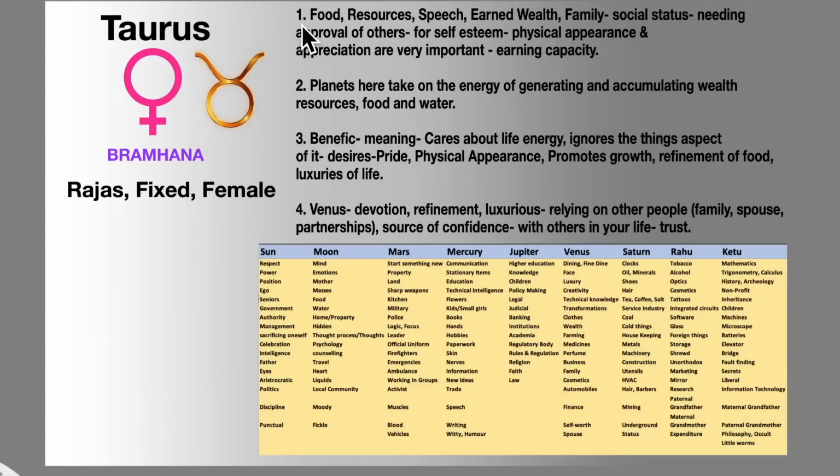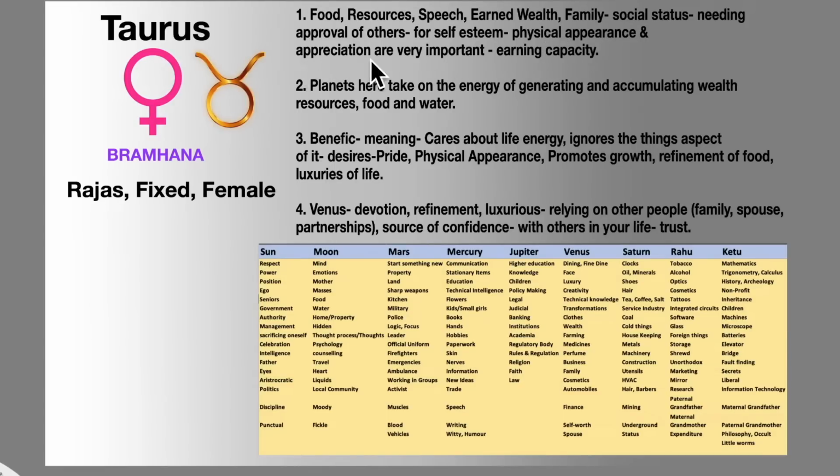Now, what does Taurus stand for? Number 1, whenever you think Taurus or any planet or point falling in Taurus or wherever Taurus is in your chart, it means food, resources, speech, earned wealth, your family, your social status and standing, and you're needing approval of others for self-esteem. It stands for your physical appearance, as in your face, your speech, and your appreciation.